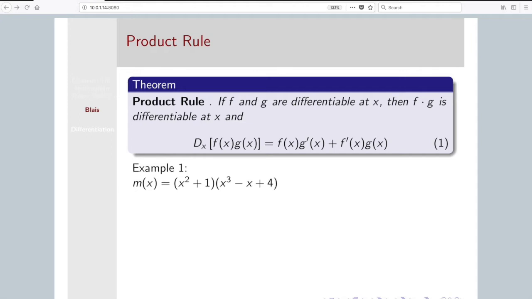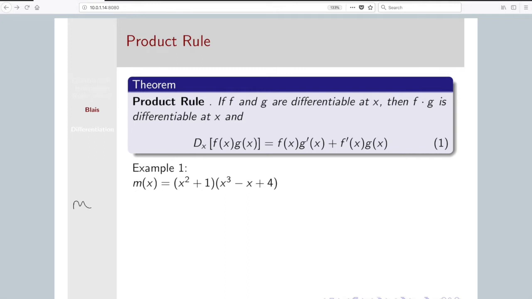Now, given the types of functions that we've seen so far, which up to this point have essentially been polynomials, we could compute the derivative of this m of x simply by FOILing this out and then using our rules, power rule and rules for linear combinations. However, we can try this product rule, and this will work just fine.